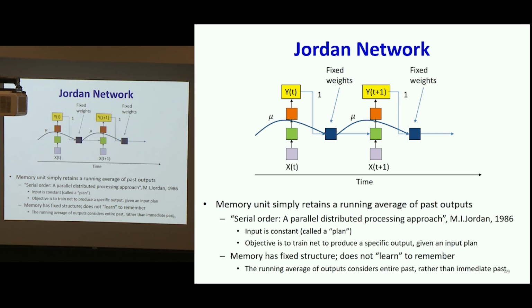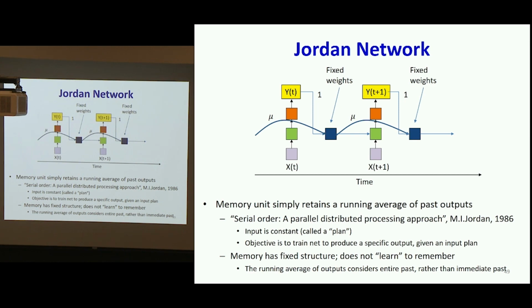The first one was by this guy, Michael Jordan, not the basketballer. Michael Jordan is actually a very famous professor, currently at Berkeley. He used to be at MIT in the past. And he's very well known for his work on latent Dirichlet analysis and such like. But his first work, his thesis, I believe, was on this very simple memory model. And his idea was, well, let's introduce something in the network which actually stores memory. And so for that, he introduced a so-called memory neuron. And the memory unit simply stored the running average of all of the past history.